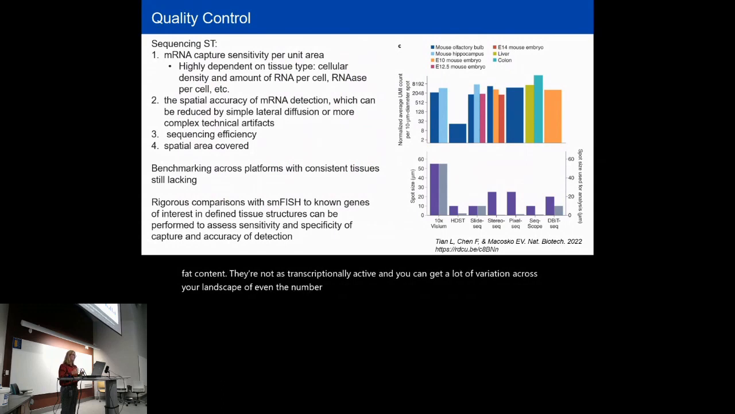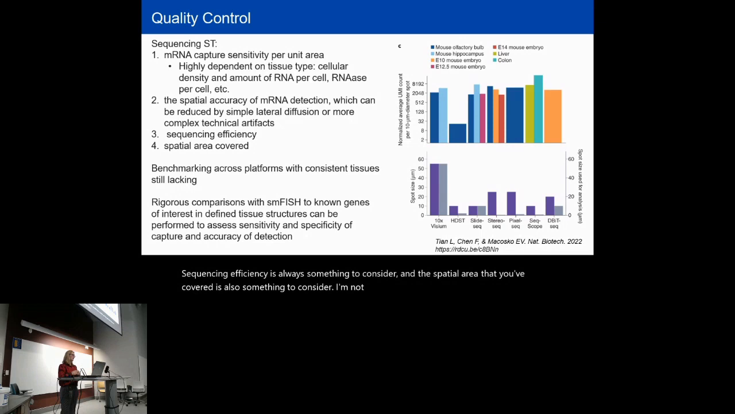Obviously, the spatial accuracy of the mRNA detection is something I think, especially when you're looking at fresh frozen tissue where it gently permeabilizes and falls out, is something to really consider. These initial technologies were considered in terms of lateral diffusion issues. There doesn't seem to be a lot of lateral diffusion, but I think with a very dense tissue that's very transcriptomically active, it's hard to imagine there isn't going to be some diffusion process and you're going to get some sort of mixing across these barcodes. Sequencing efficiency is always something to consider, and the spatial area that you've covered is also something to consider.